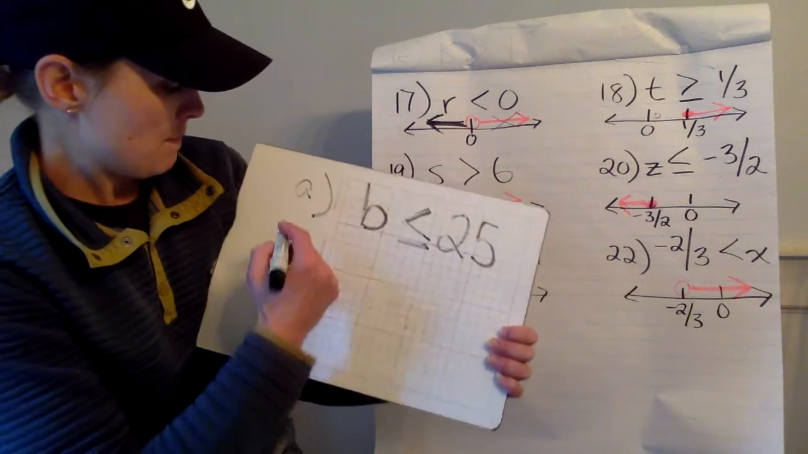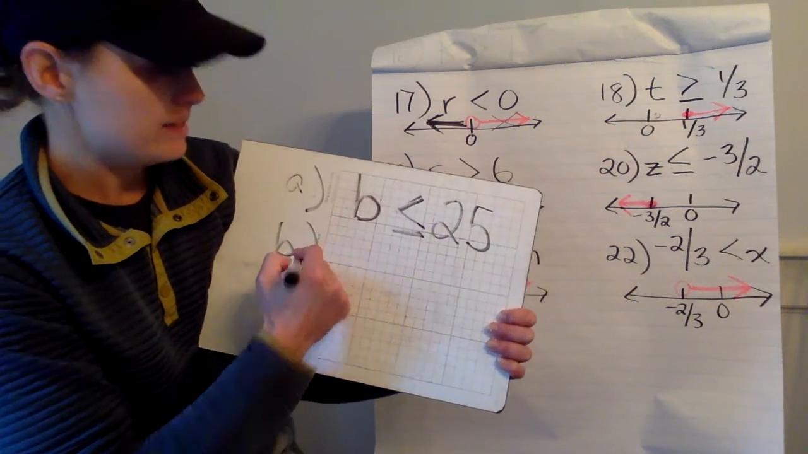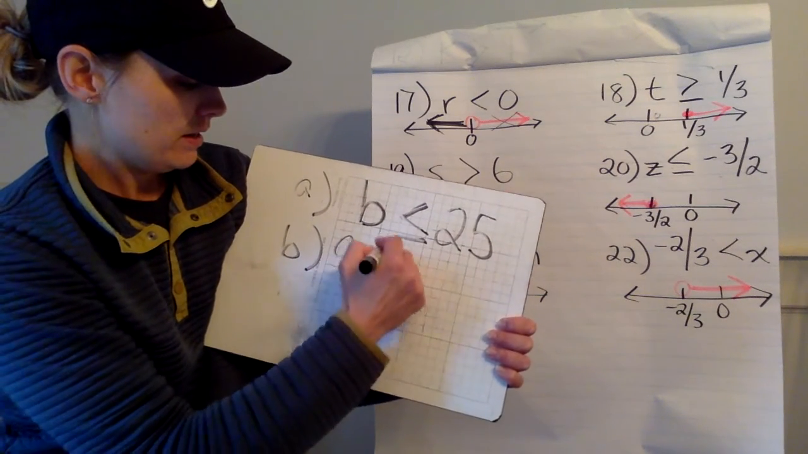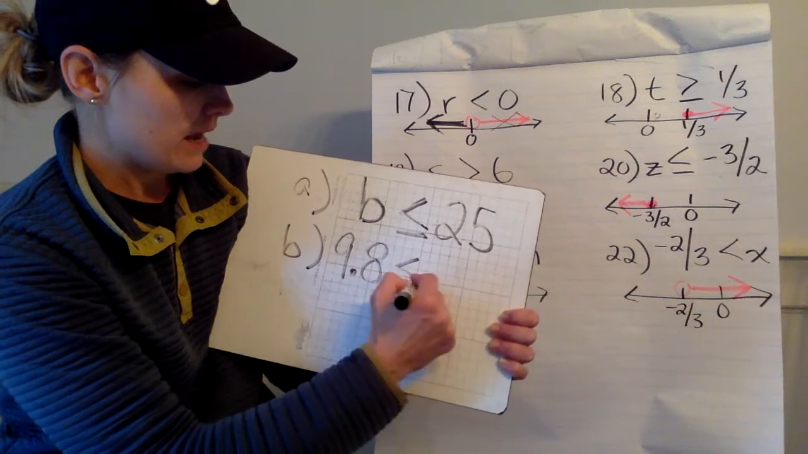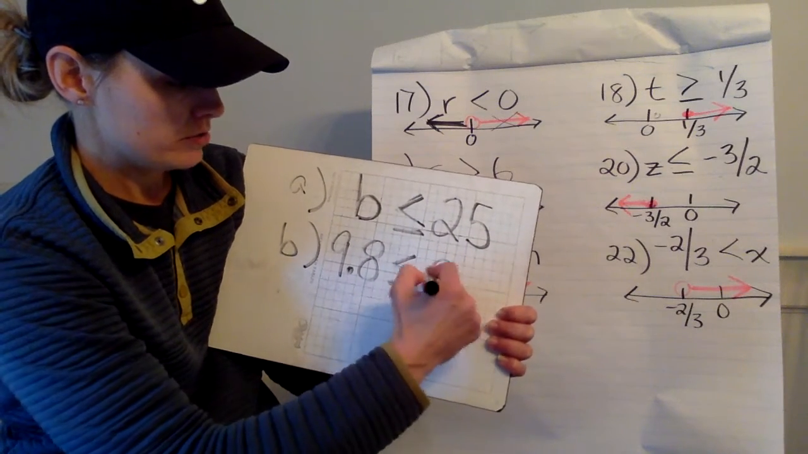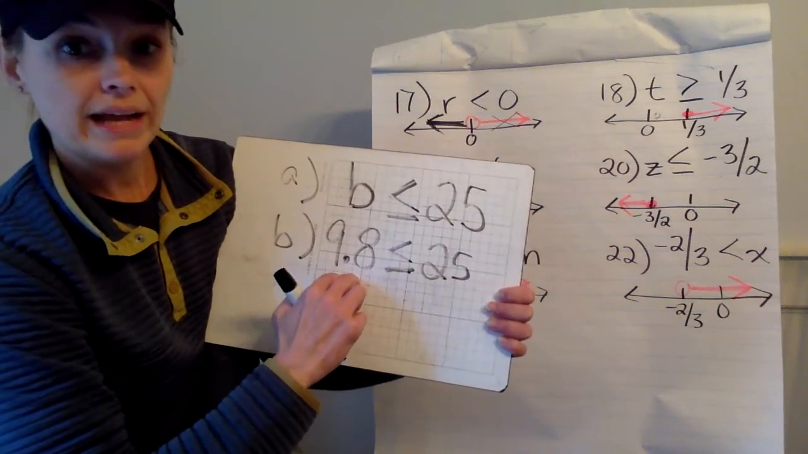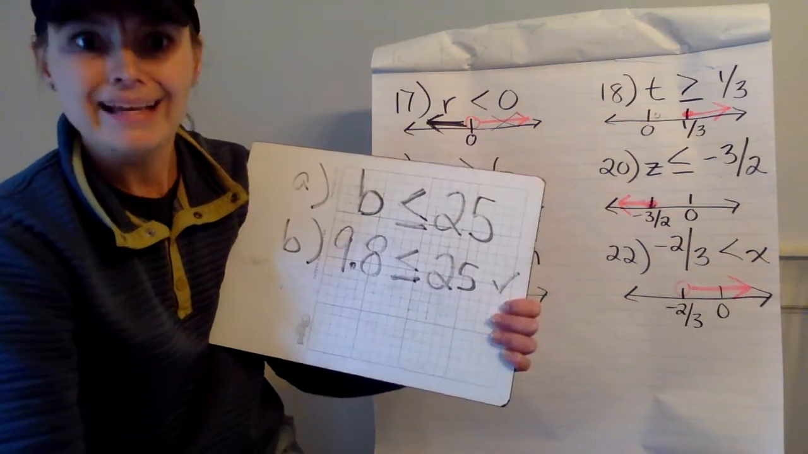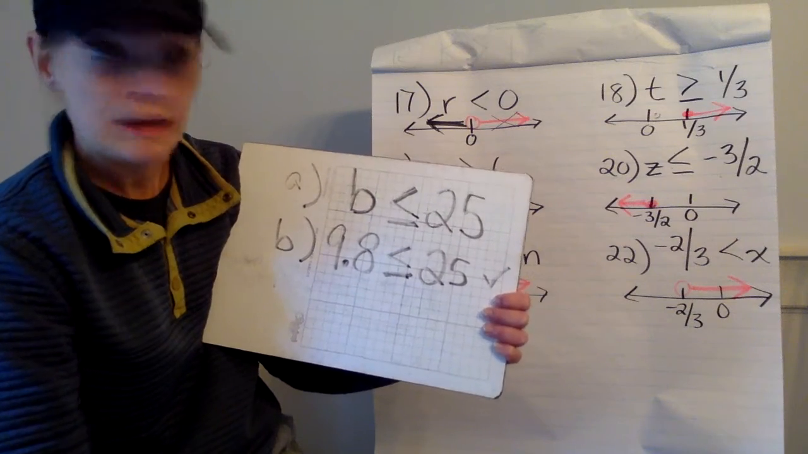Okay. In part B, it wants to know, is 9.8 a solution in this inequality? Is 9.8 less than or equal to 25? Yes, yes it is. So that would be a yes.